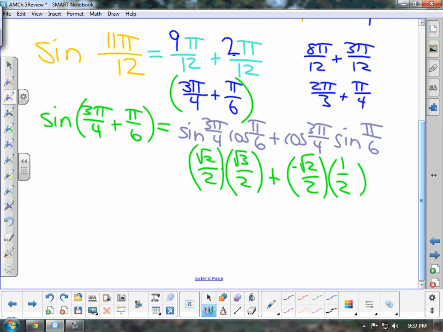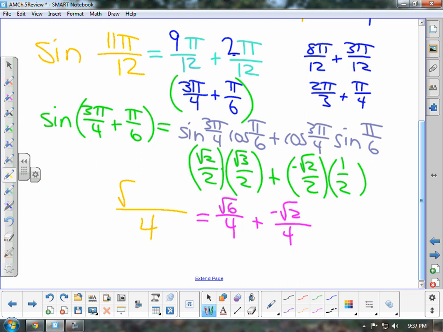And then we turn to our math skills again, and square root of 2 times the square root of 3 is the square root of 6 over 4 plus negative square root of 2 over 4. And so, because they have a common denominator already, we can add them together and put it all over 4. So we would say the square root of 6 minus the square root of 2 all over 4 is the sine of 11 pi over 12.